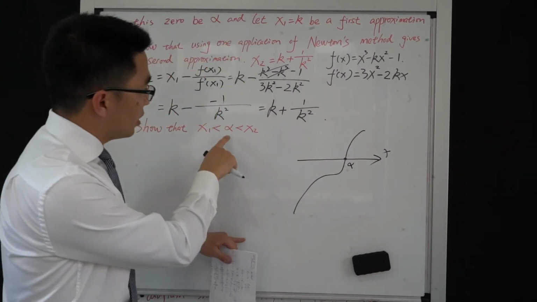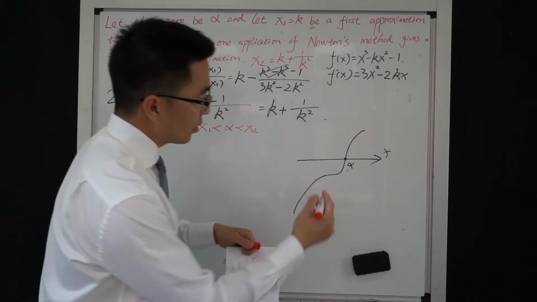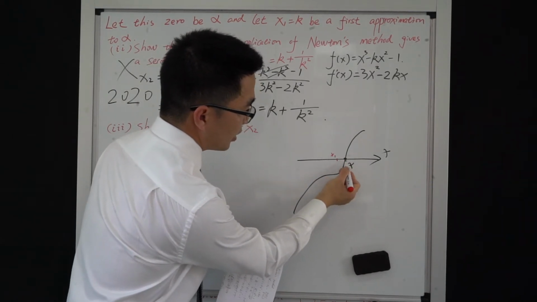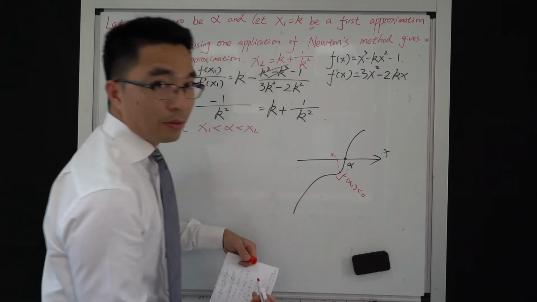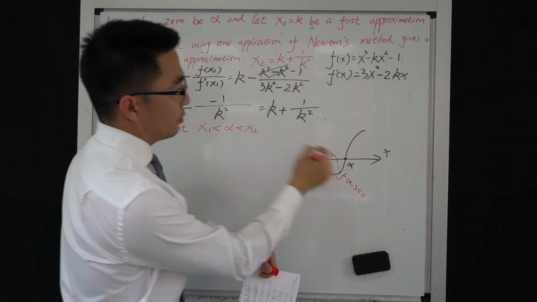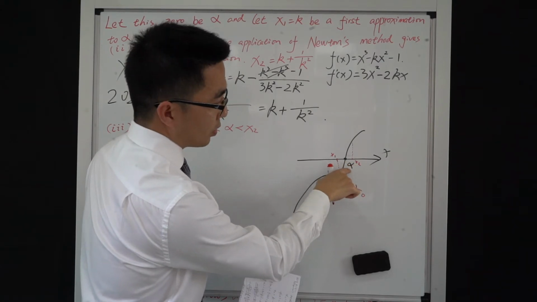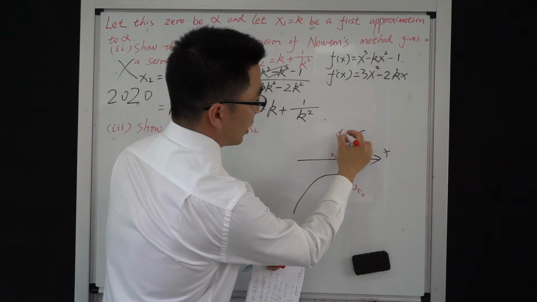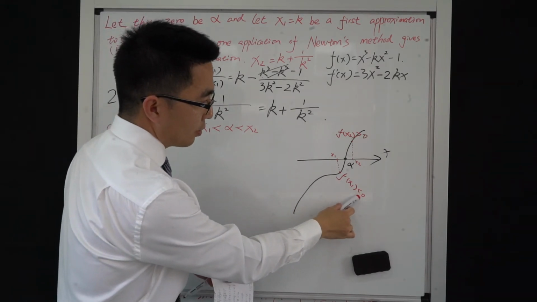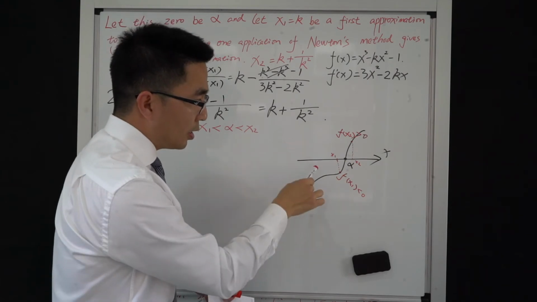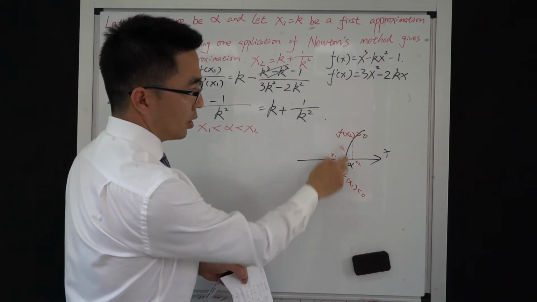If x1 is less than alpha, here's x1, then f(x1) should be less than 0. If x2 is greater than alpha, it's on the right side, here x2, then the value of the function at x2 should be positive. So if we can prove f(x1) is less than 0 and f(x2) is greater than 0, in that case we can say alpha is in between x1 and x2. So we try to prove this one and this one.